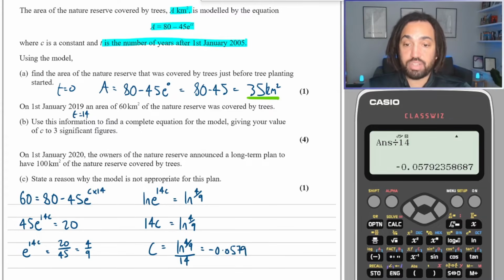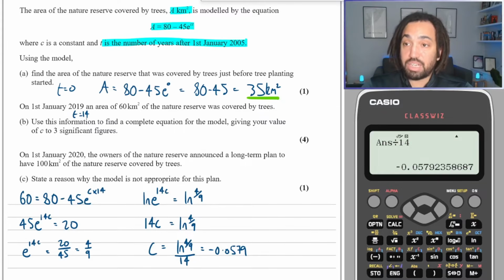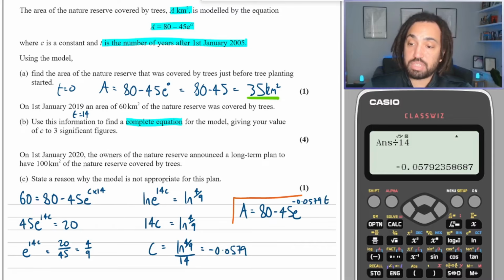0.0579 to 3 significant figures, and this is where lots of people get caught out, it actually asks you for the equation. So just stating c is not enough. You need to write the equation, which is a equals 80 minus 45 e to the minus 0.0579 t. That is the full equation. That is what's going to get you your final accuracy mark.